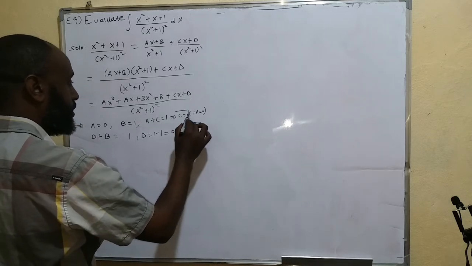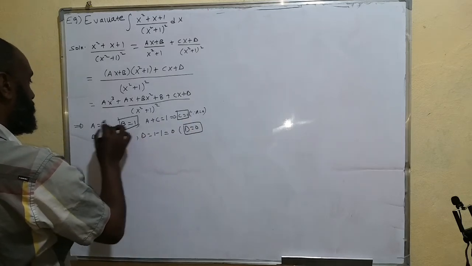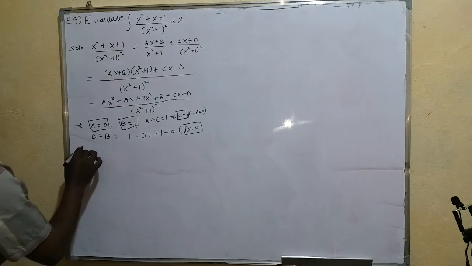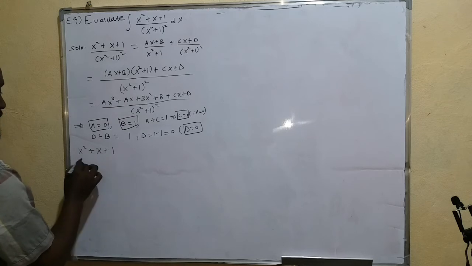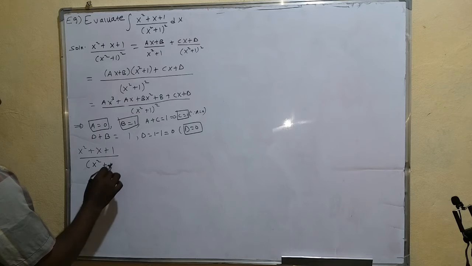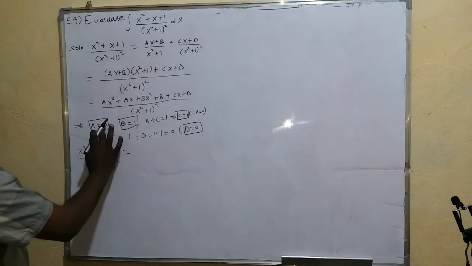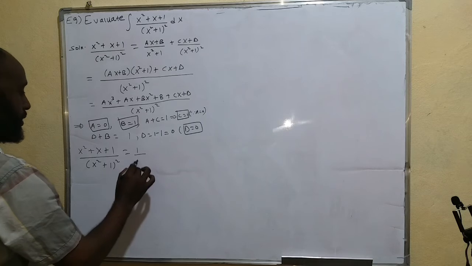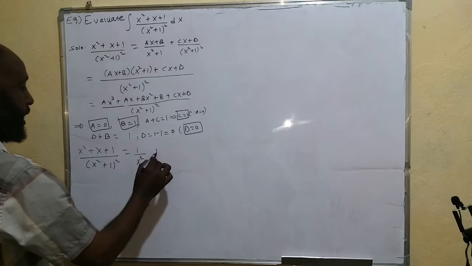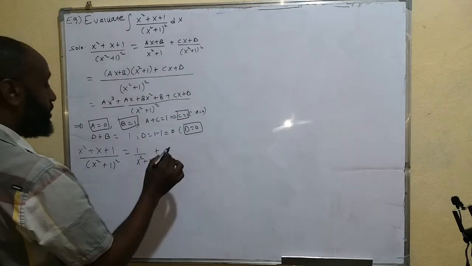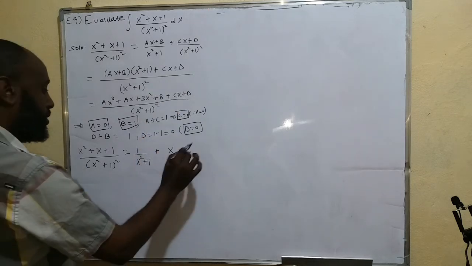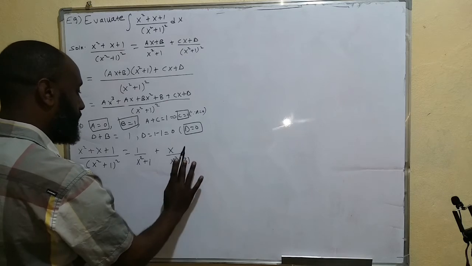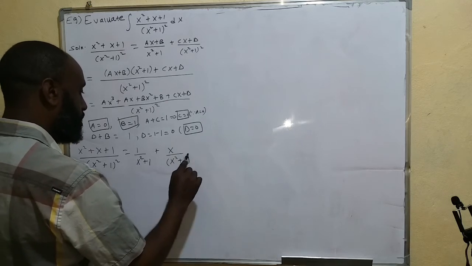d is 0, c is 1, b is 1, a is 0. Hence, the decomposition becomes like this: x squared plus x plus 1 over x squared plus 1, the whole square, is equal to ax plus b; the value of a is 0, so simply b remains, and the value of b is 1, therefore this is 1 over x squared plus 1, plus cx; c is 1, so 1 times x is x, but the value of d is 0, therefore there is no d here, over x squared plus 1, the whole square.